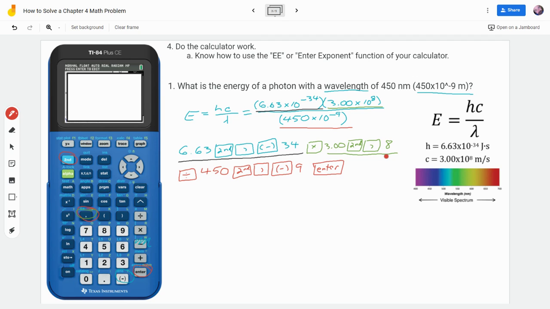Actually, you know what? Let me take it from the top so that I'm not lying to you. My calculator, I don't have to hit second to get to EE. It has its own EE button. So I'll try to do this again, and I'll speak what you should do if you have a TI-84.